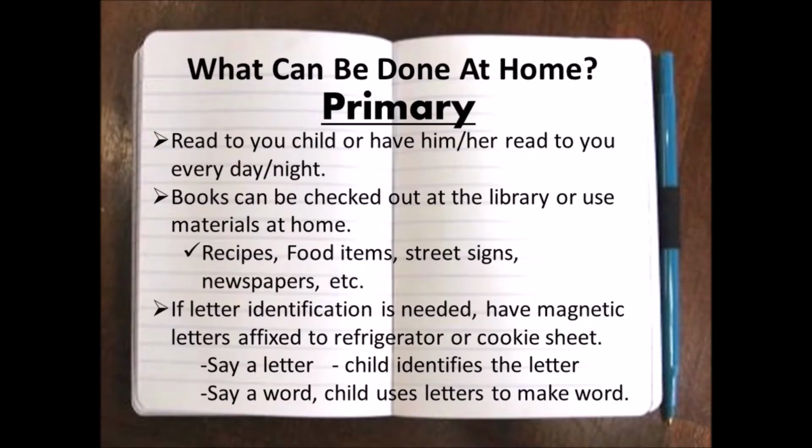So, what can be done at home? Primary, read with your child every day, every night. Check books out at the library. If you're unable to get to the library, use your recipes at home. Use what's on the food items, their labels, street signs, newspapers, magazines, whatever you have in your house, let them read it. If you're able to get magnetic letters, you may place those on your refrigerator.